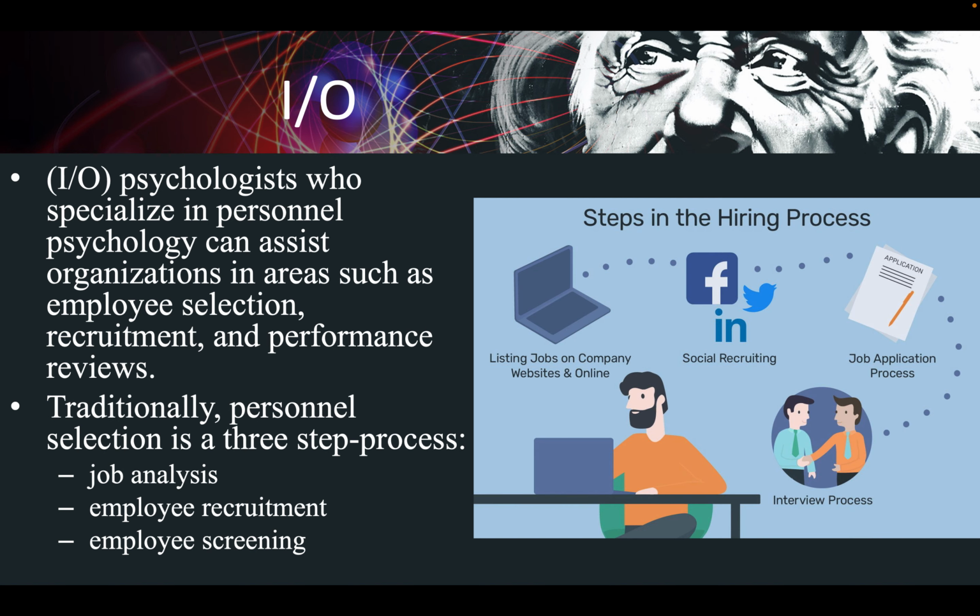IO psychologists who specialize in personnel psychology assist organizations in areas such as employee selection, recruitment, and performance reviews. Traditionally, personnel selection is a 3-step process: job analysis, employee recruitment, and employee screening.